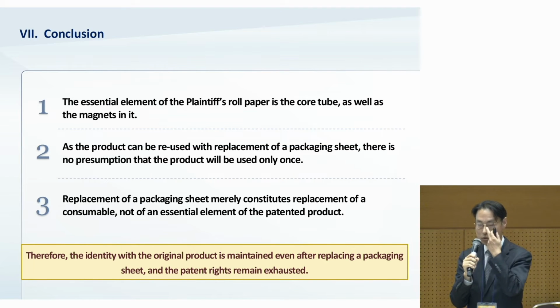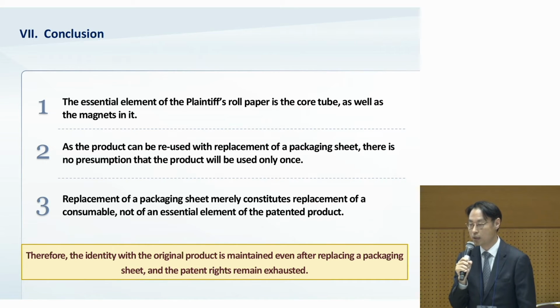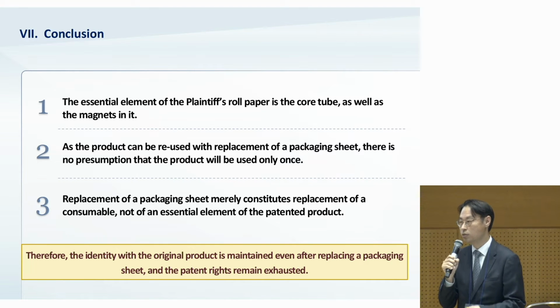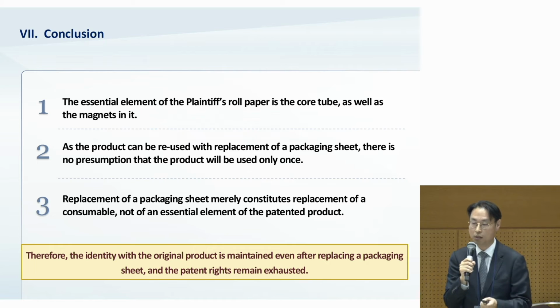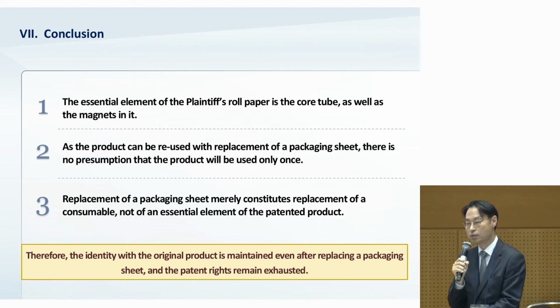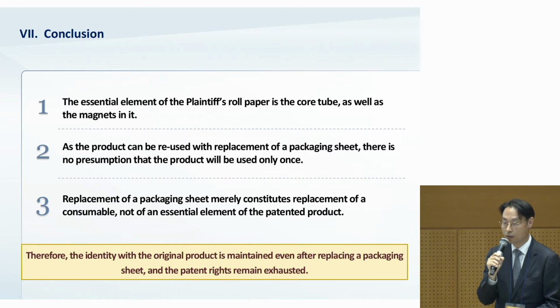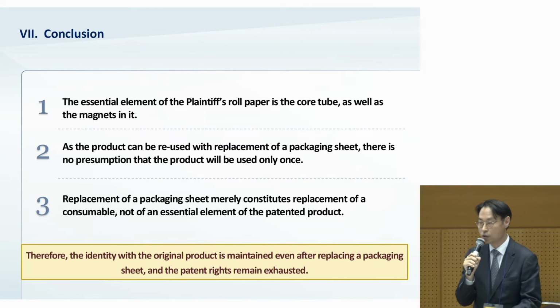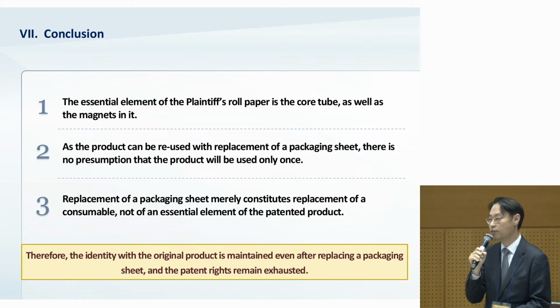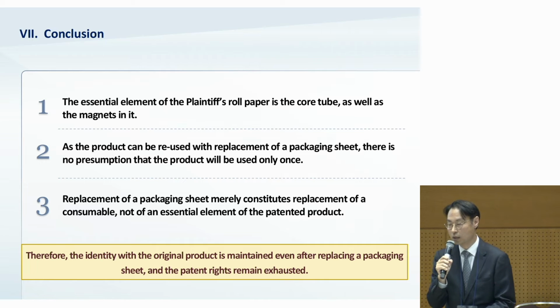Now the conclusion. The essential element of the plaintiff's roll paper is the core tube, more specifically the magnets in the core tube. Secondly, as a matter of fact, it is true that the plaintiff's product is reused by not only the defendant but also third parties. So there is no presumption that the product will be used only once. Third, replacement of a packaging sheet is not a replacement of essential elements of the patented product. So the defendant respectfully requests the court to dismiss the plaintiff's claims.